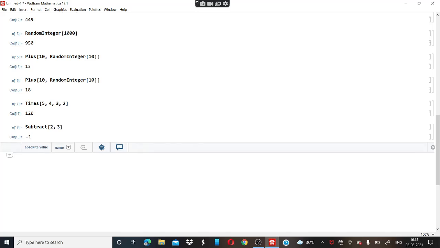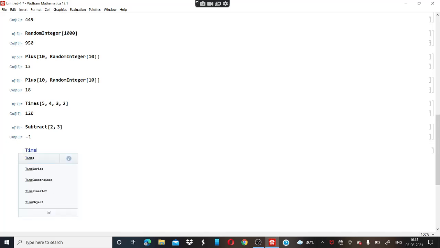Now in another question it is written: compute 8 plus 7 multiplied by 9 plus 2 using times and plus. So our main function is multiply. So what will we use? Times, then bracket. After that we will use plus, again bracket 8, 7, bracket close, comma, plus, bracket 9 plus 2.